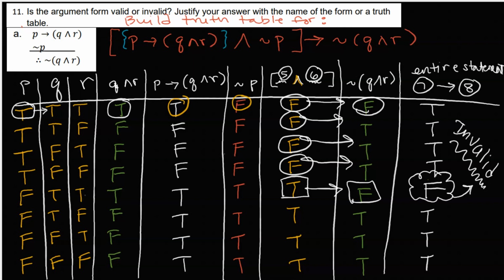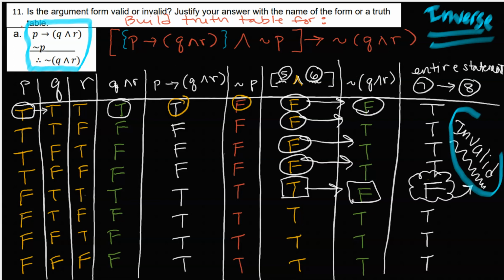And if you really recognize this right here, this really is the fallacy of the inverse. Fallacy of the inverse. So that is why it is invalid. The inverse is when we say not P, then not Q, right? So if you recognize it in the first place, you didn't have to build a truth table. And then otherwise, you just build a truth table, just to be sure, right?